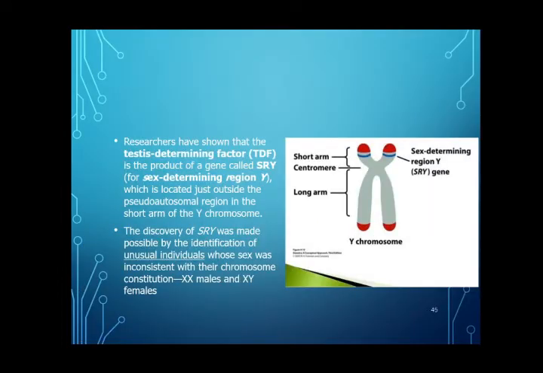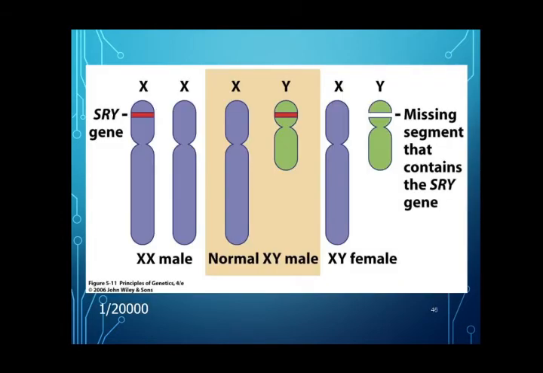Researchers have shown that the TDF is a product of a gene called SRY, sex determining region of Y, which is located just outside the pseudo-autosomal region in the short arm of the Y chromosome. Discovery of SRY was made possible by the identification of unusual individuals whose sex was inconsistent with their chromosomal constitution, XX males and XY females.